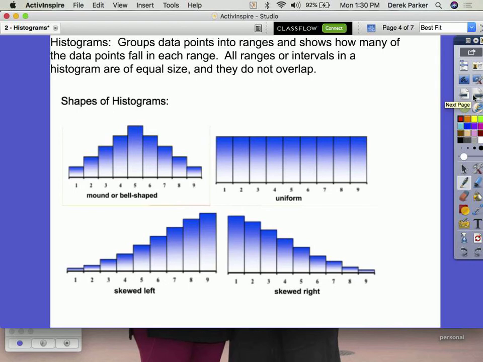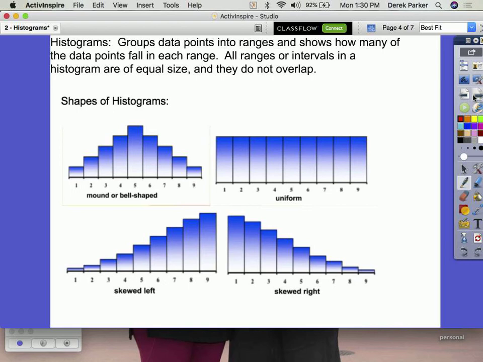Histograms. Histograms group data points into ranges and show how many of the data points fall in each range. All ranges or intervals in a histogram are of equal size and they do not overlap. Here are shapes of histograms. This is very important. Very easy, but you've got to memorize it.